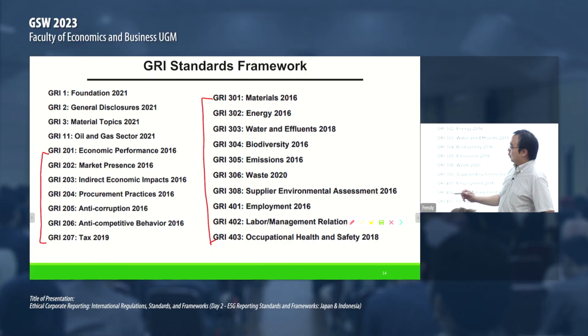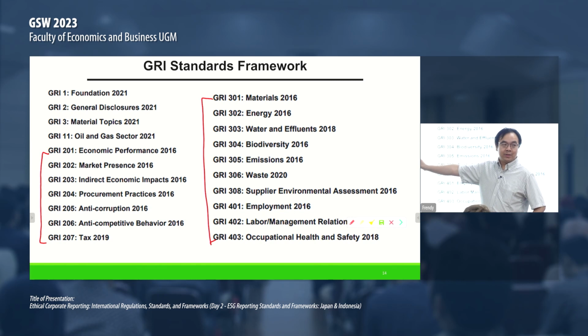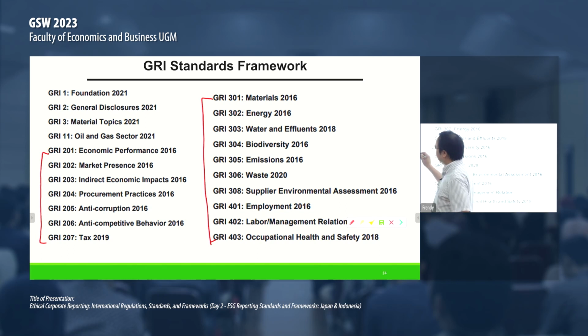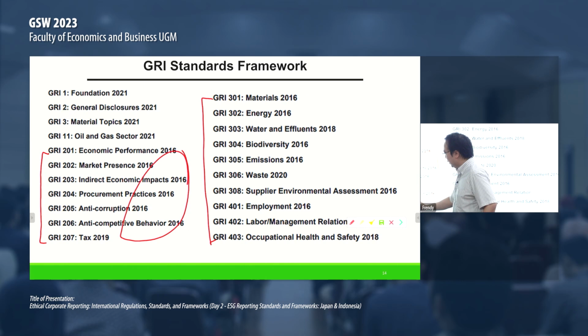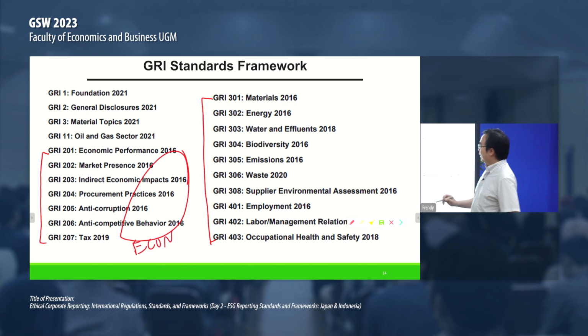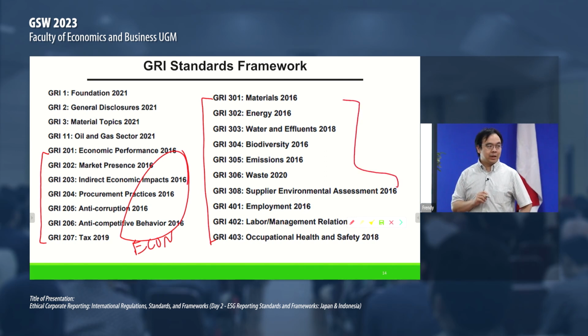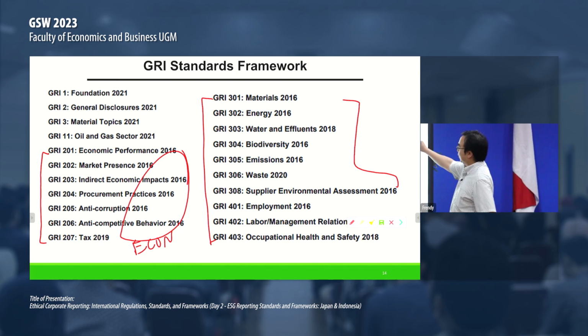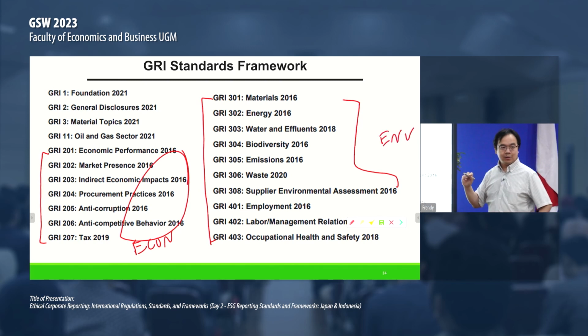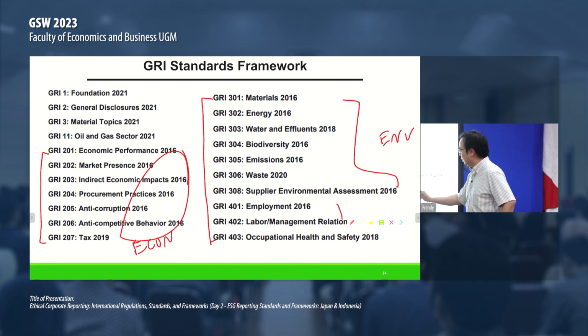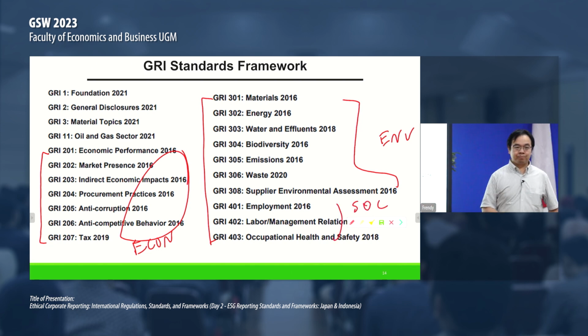Okay, good. Right, exactly. So if we look at the first digit of the topic standards, the ones starting with 2 are the economic indicators. And then the topics that start with the first digit of 3 are about the environment. Then the last, 4, social.